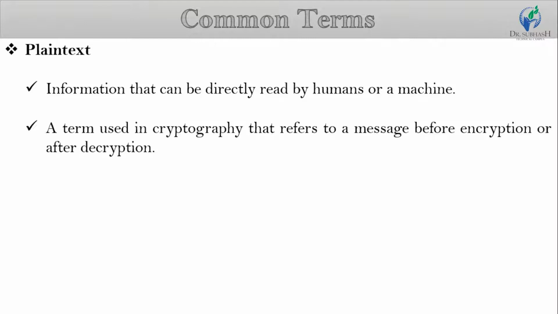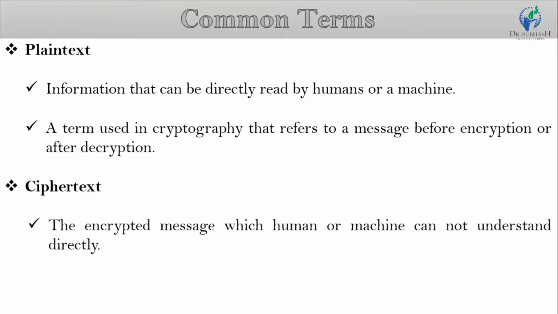So, second is, what is ciphertext? A ciphertext means the encrypted message which a human or machine cannot understand directly. So, in simple words, ciphertext is a non-understandable or non-readable message which is generated to protect the original message. So, an unauthorized person cannot read the content directly and the original message is safe from unauthorized users.